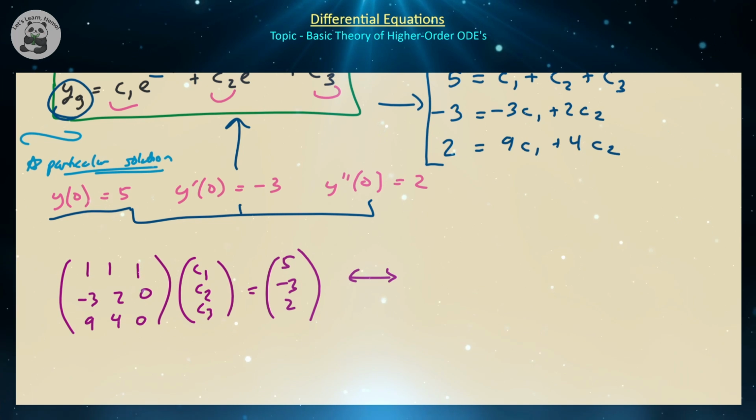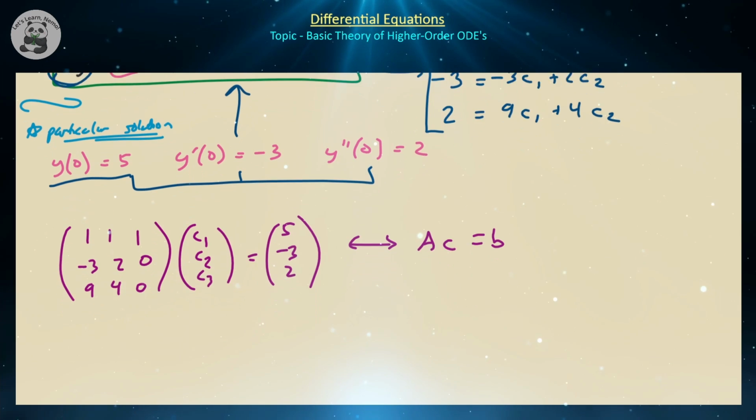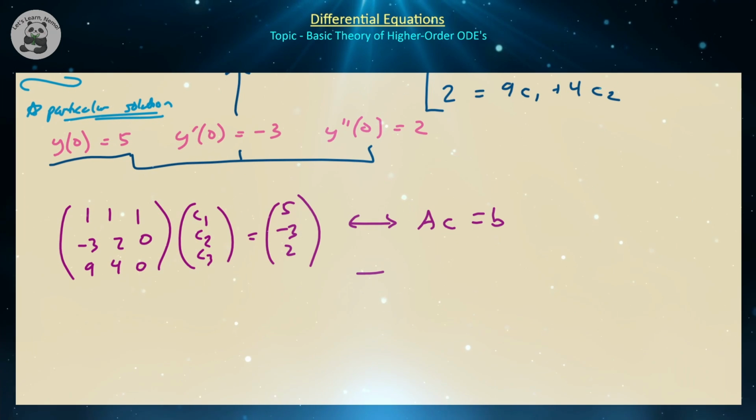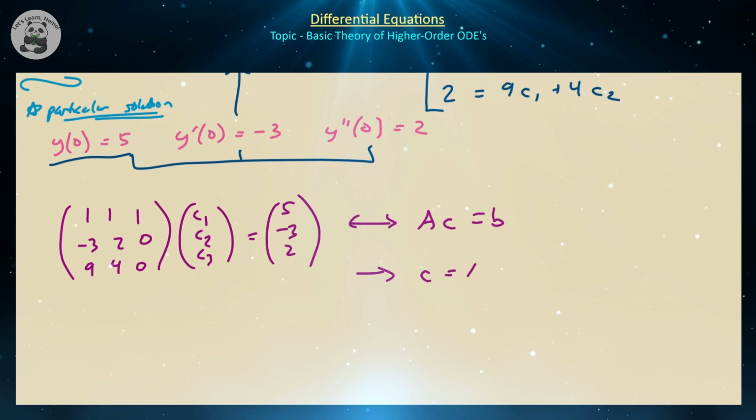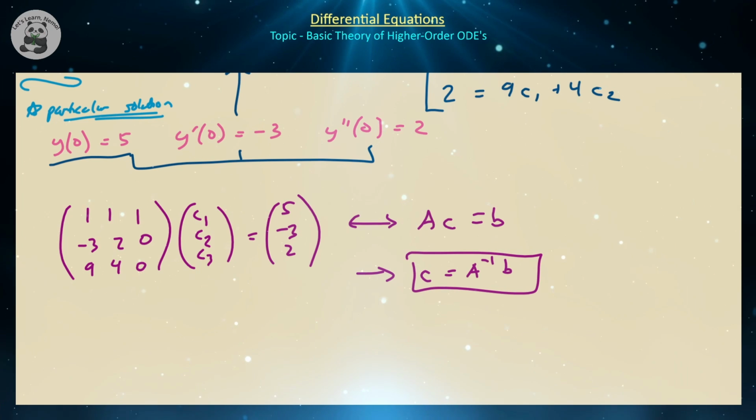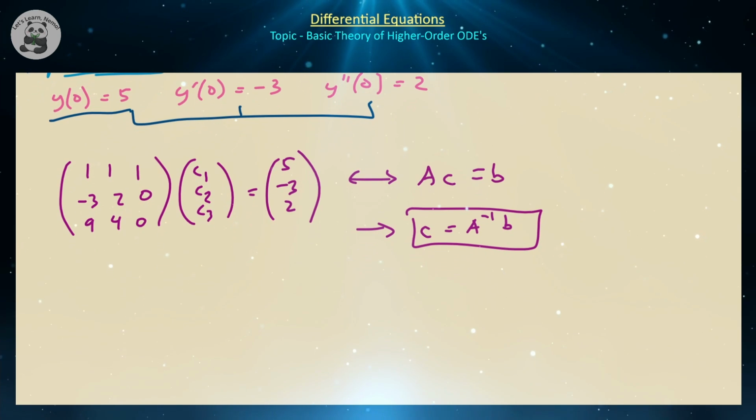So in matrix form, we can write this as AC is equal to B, where C and B are vectors and A is our coefficient matrix, and therefore we can see that C is just going to be equal to the inverse of A times the vector B. Right? And there's plenty of linear algebra things there.